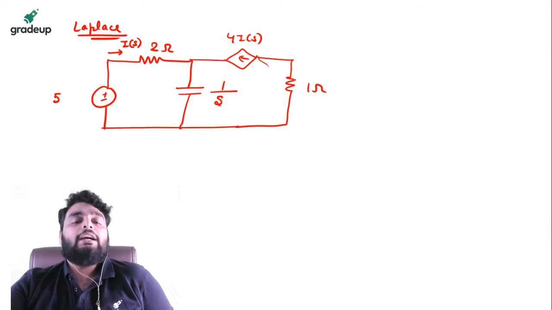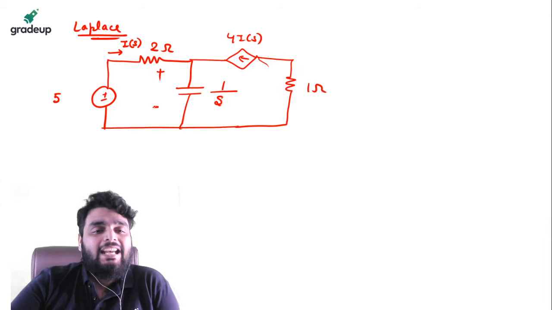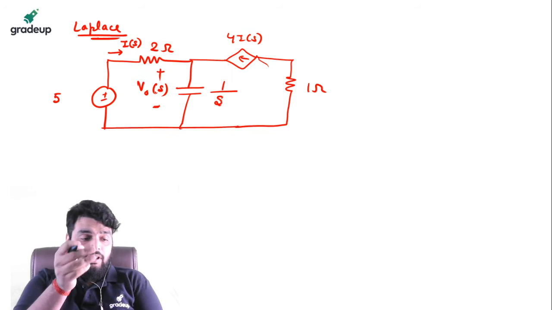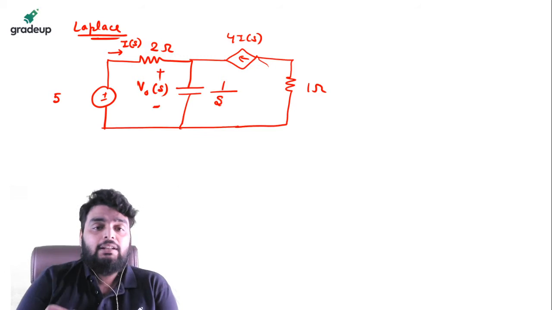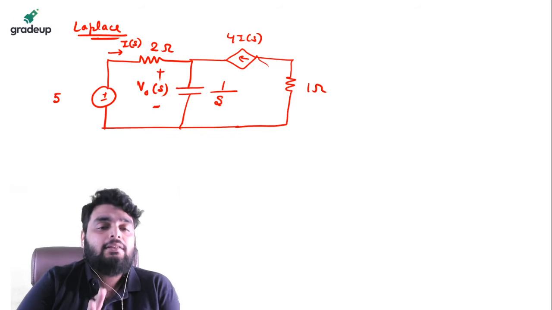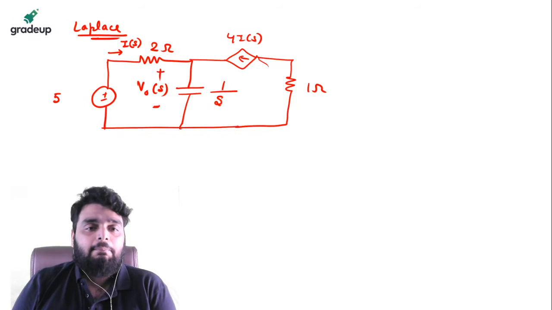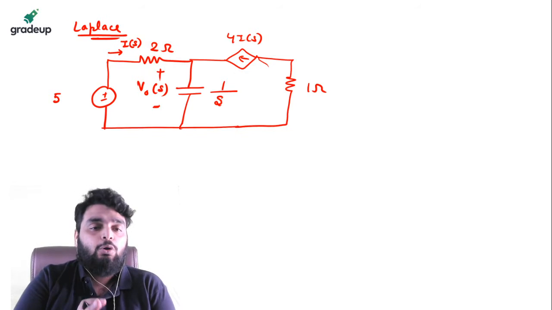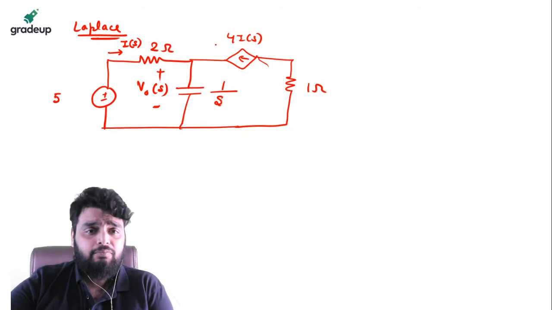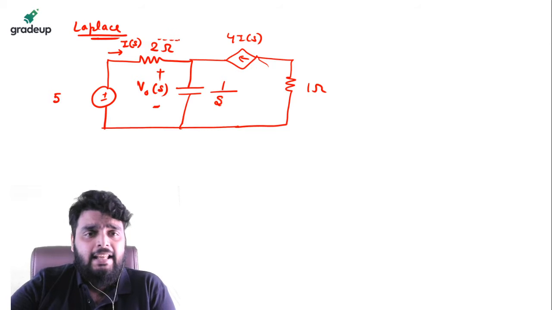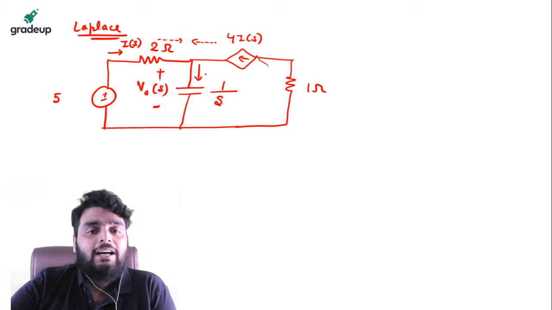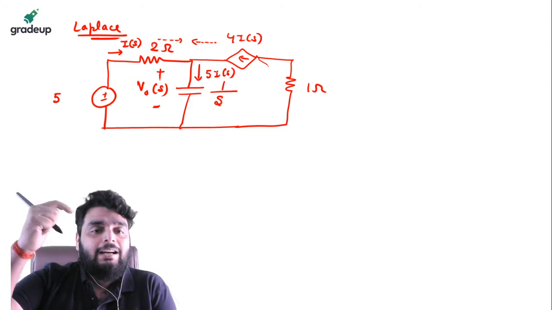Now what do I want to find out? I want to find out the voltage across the capacitor V0S in Laplace form. Once I find the voltage in Laplace form, by taking an inverse Laplace, I can find the voltage in the time domain. Right? So just see here, IS and 4IS are entering. So how much current will enter here? Obviously 5 times IS will enter here.